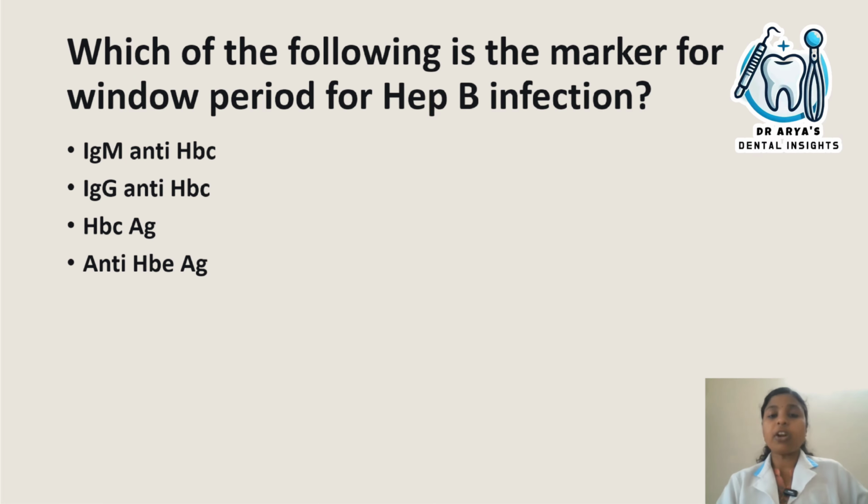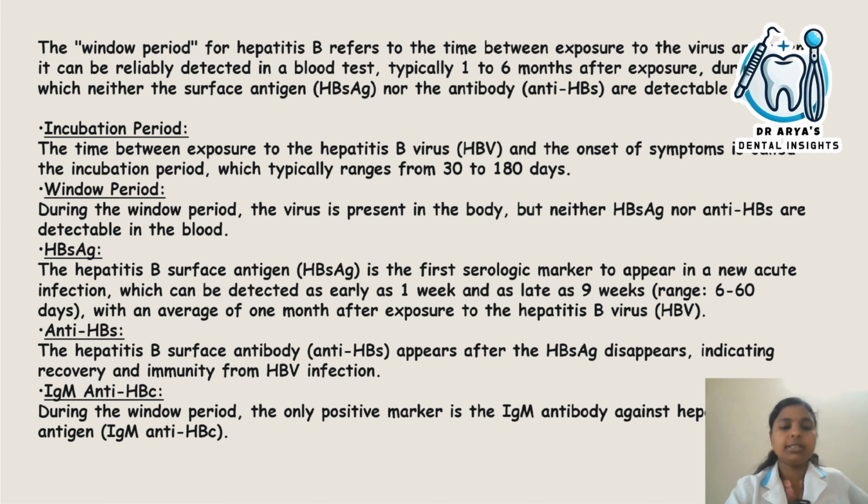Which of the following is the marker for the window period for hepatitis B infection: IgM anti-HBc, or IgG anti-HBc, HBeAg, or anti-HBe? The window period for hepatitis B refers to the time between exposure to the virus and when it can be reliably detected in a blood test, typically 1 to 6 months after exposure, during which neither surface antigen, HBsAg, nor the antibody, anti-HBs, is detectable. The time between exposure to hepatitis B virus and the onset of symptoms is called the incubation period, which typically ranges from 30 to 180 days.